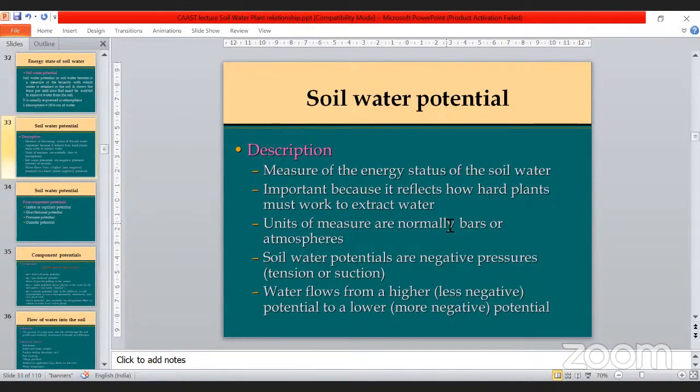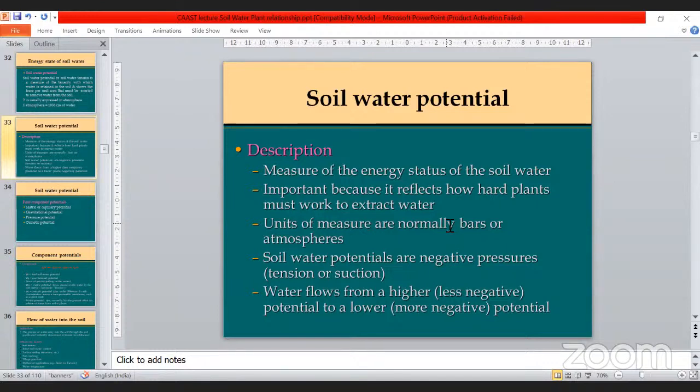It is a horizontal structure, not a vertical one, and from that you come to know how much water it contains. So it is a measure of the energy status of the soil water, and it is important because it reflects how hard plants must work to extract water. The units of measurement are normally bars or atmospheres.